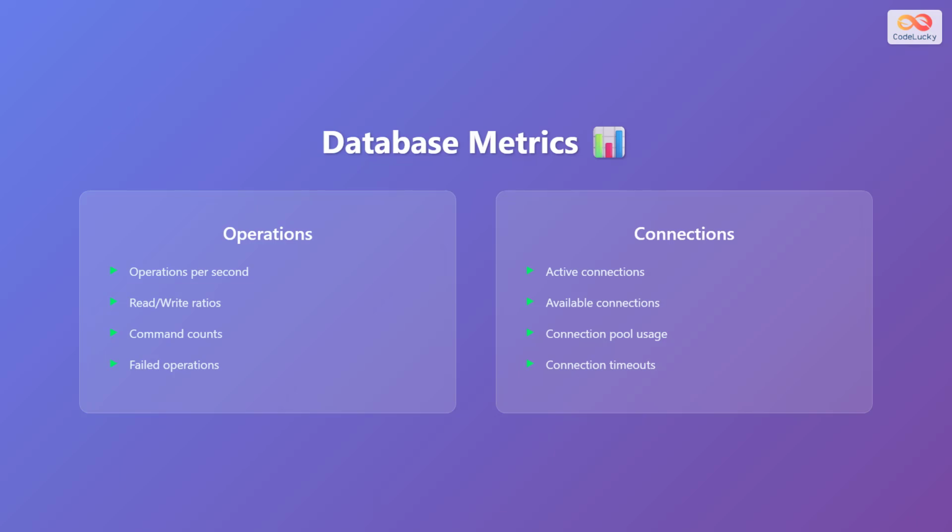Let's start with database metrics. Under operations, important things to monitor include operations per second, read or write ratios, command counts, and the number of failed operations. For connections, keep an eye on active connections, available connections, connection pool usage, and any connection timeouts. These metrics give you insights into the database's workload and its ability to handle requests.